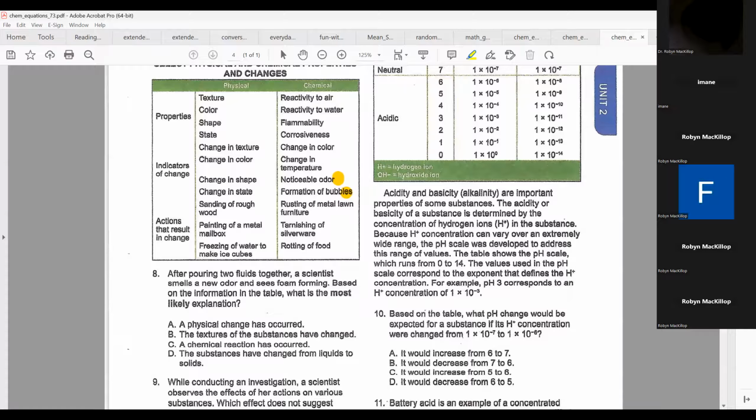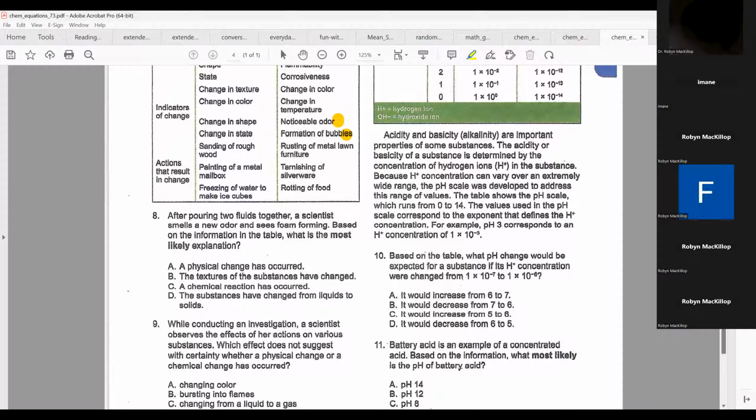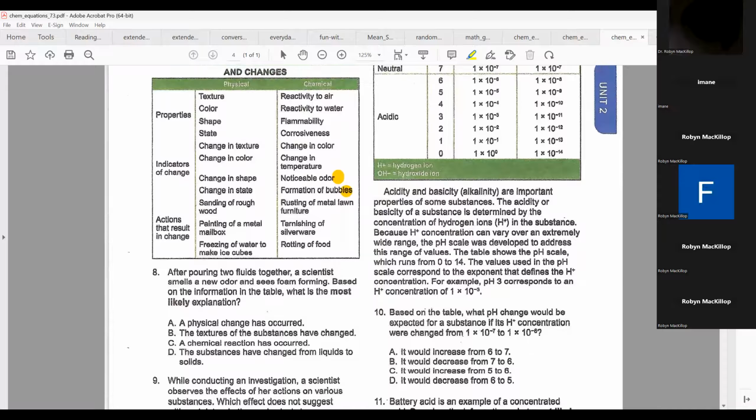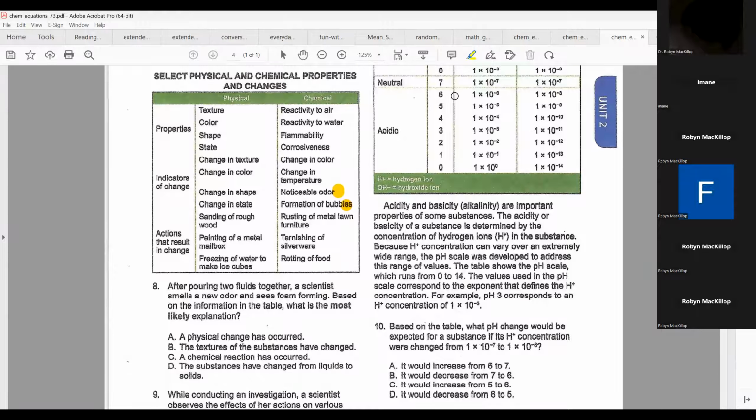So we first had color. In which, physical or chemical, does changing color happen? In both. Yes, there's color for physical, color for chemical. If you did an experiment and something changed color, would you know right away whether it was physical or chemical?